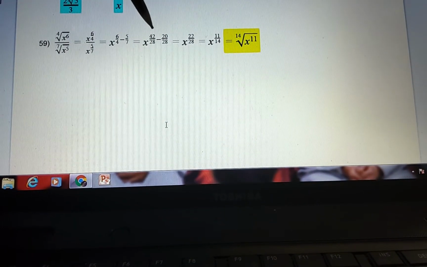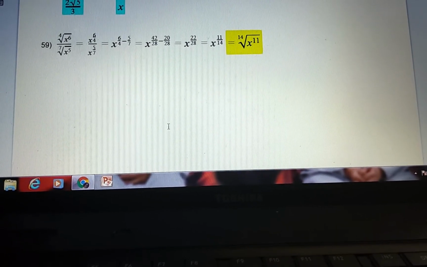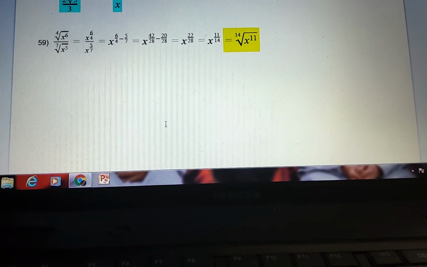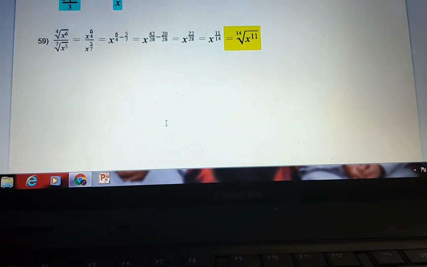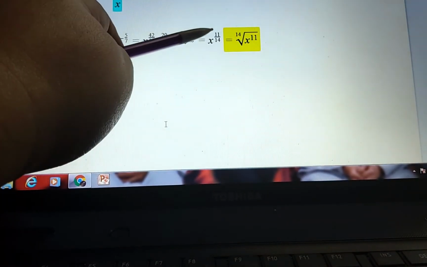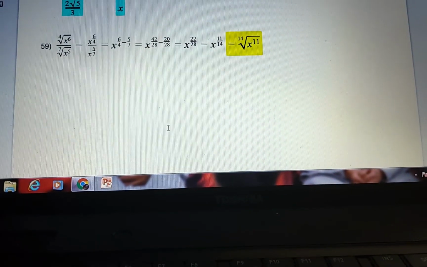So 42/28 minus 20/28 gives me 22/28. And remember, you always want to simplify the fraction. Now that we're down to just a base and an exponent, simplify the fraction. So divide them both by 2, and I get 11/14. Turn it back into a radical.